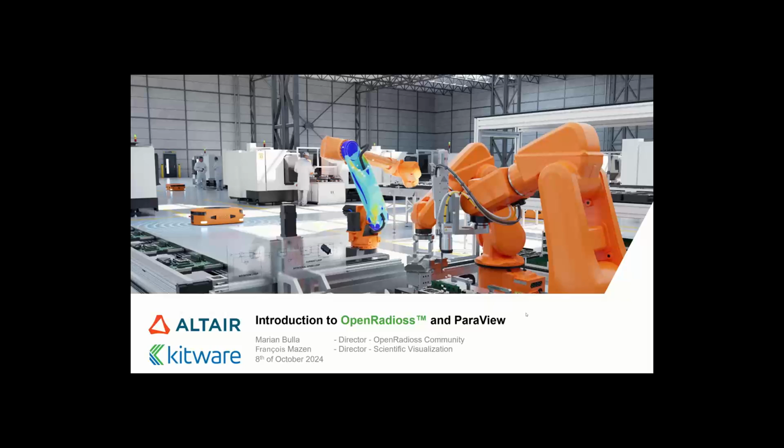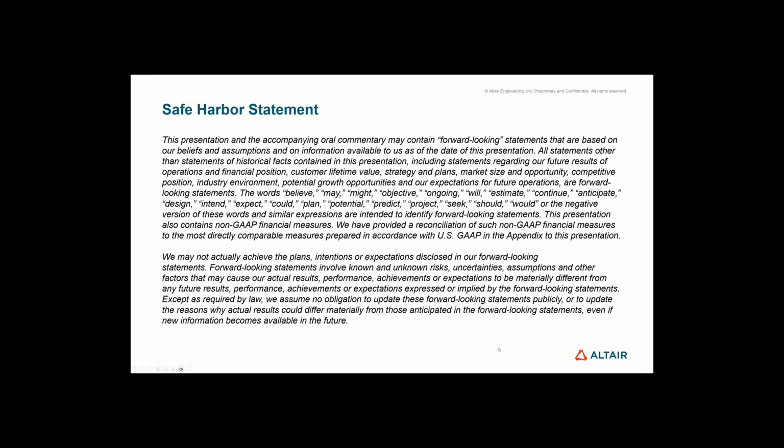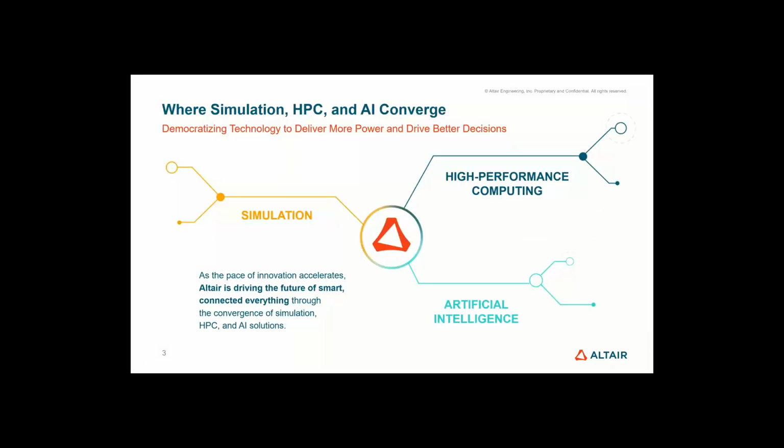Where we are with Altair: where simulation, HPC, and AI converge, democratizing technology to deliver more power and drive better decisions. So we are taking care of artificial intelligence and high performance computing. This is our business. And our vision is that computational intelligence will drive innovation for a more connected, safe, and sustainable future.